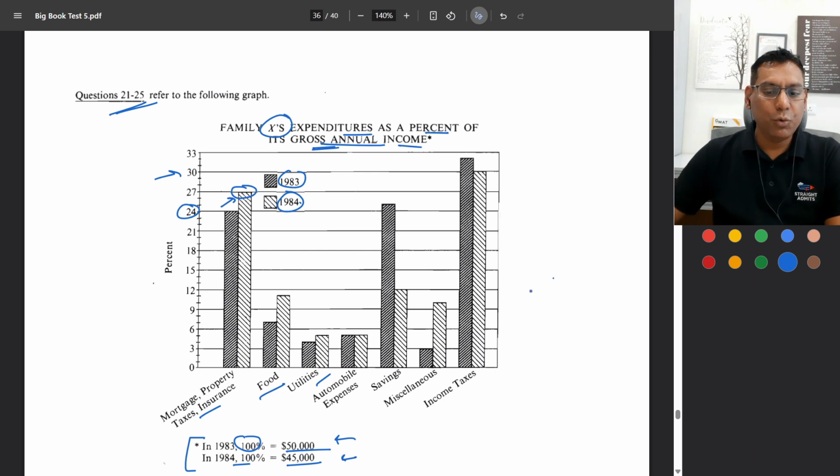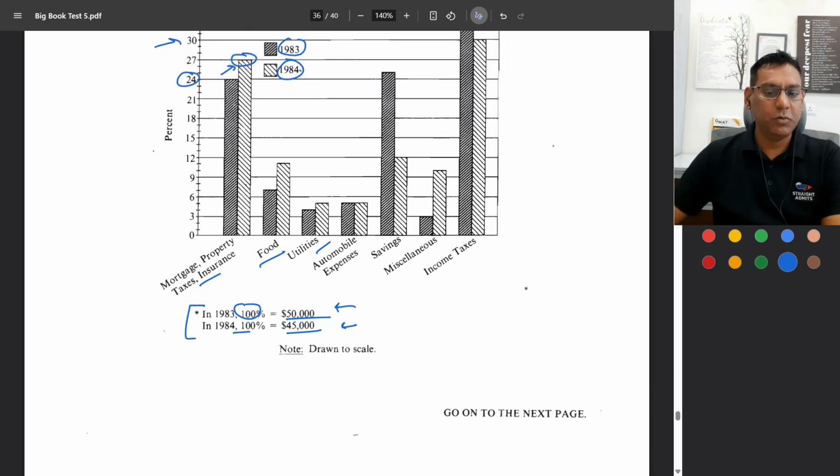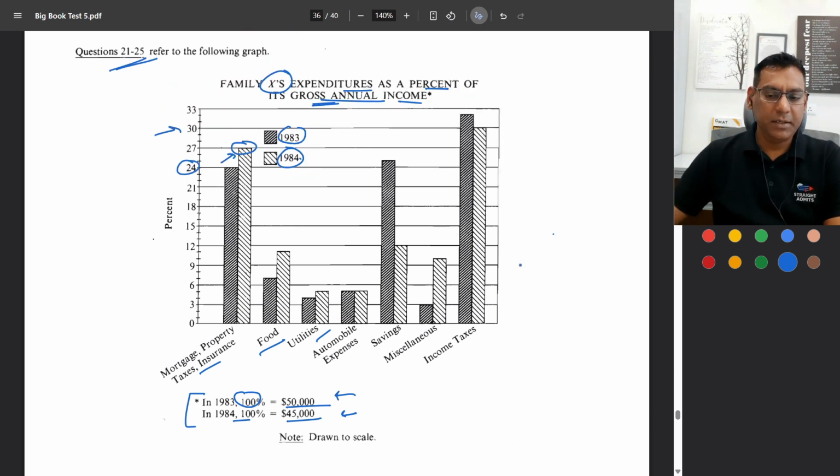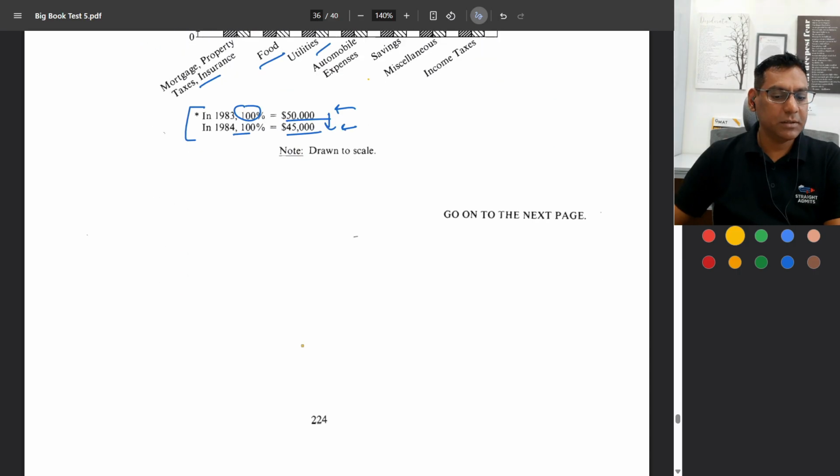Let's see if we have more graphs here. Okay, no more graph. Anything else that I can see? Generally, the expenses are increasing as percentage, except here and here. Here they remain the same. But overall, the income has dropped. Okay, fine. Let's look at the questions.